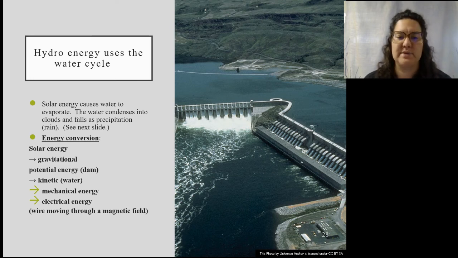Then we have gravitational potential energy because we've taken a dam and we have water now at a higher level behind the dam and a lower level in front of the dam. So we have gravitational potential energy of that water to fall down. Then we have the kinetic energy of the water moving through the pipes, which turns turbines causing mechanical energy, which will then spin a generator to create electrical energy, which then we can send down a transmission wire to our homes.